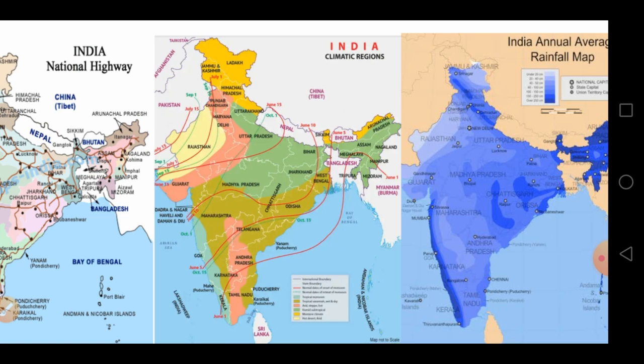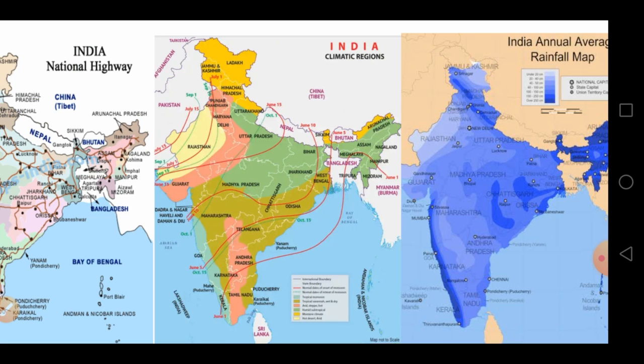Thematic maps, in the sense, have some theme or specific information. For example, thematic maps on rainfall, temperature, railways, crops, minerals, forest, climatic maps, weather maps, air routes, or national highways. These are all examples of thematic maps.